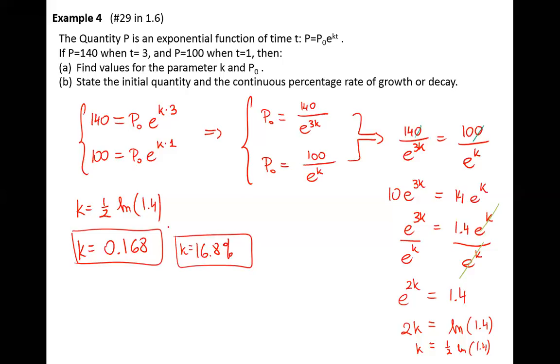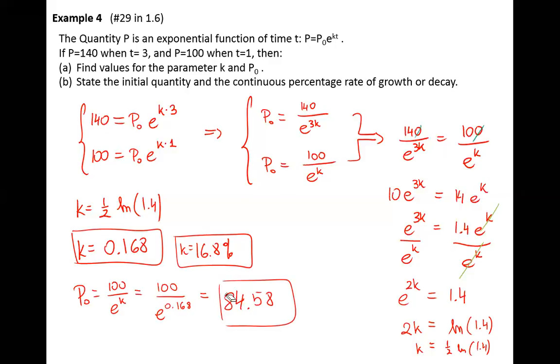Now we have the parameter k, and we have to compute P sub 0. I can take this equation or this one; both of them should give me the same output. I will pick this one, the second one, because it looks a little bit easier: 100 e to the power of 0.168. And I also computed this one. This one is 84.58.